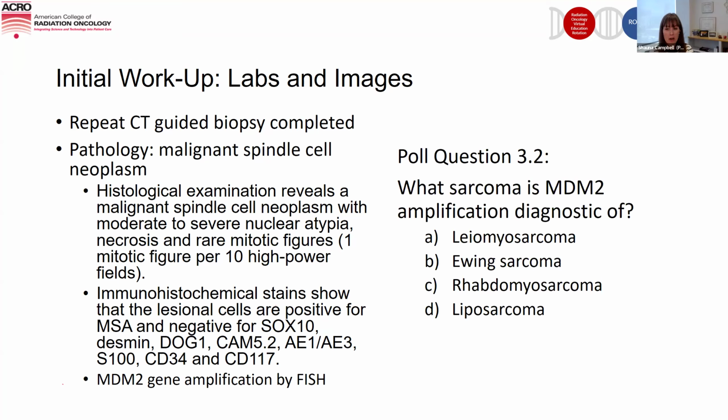This is a bit of a hard question, but this is a really important one. Because when you get these general pathologies, just a malignant spindle cell neoplasm, you really want to be asking your pathologist, what else can we be looking at? Is there more specific? Sometimes there's not, but oftentimes there is. And so an MDM2 amplification is going to be diagnostic of a liposarcoma.